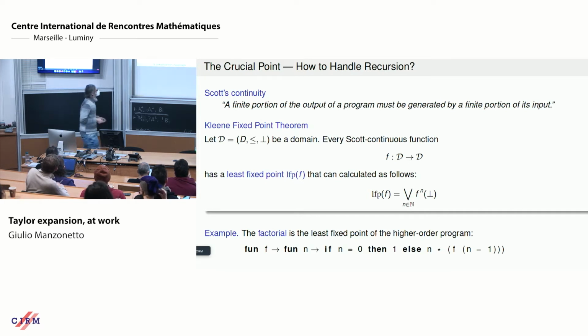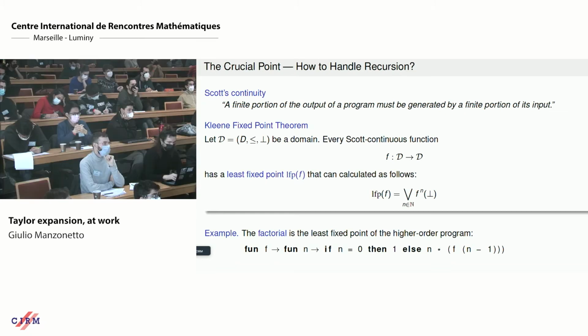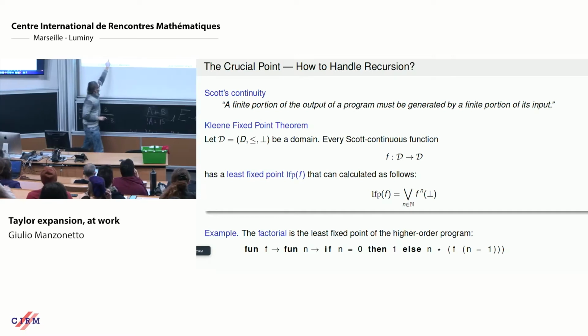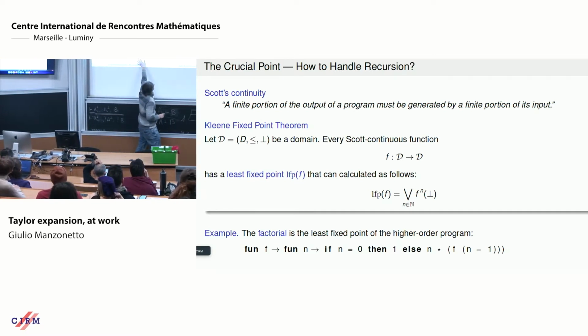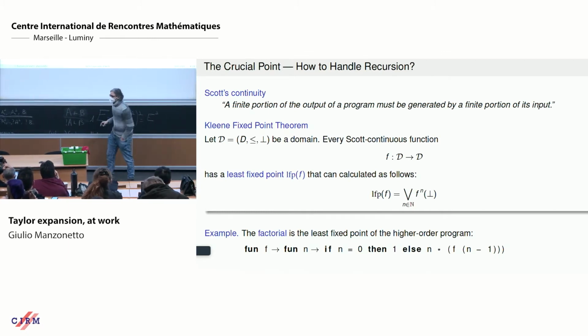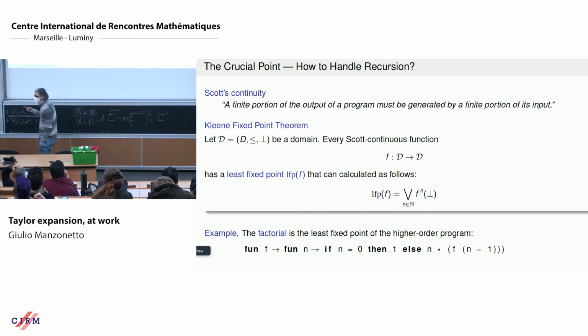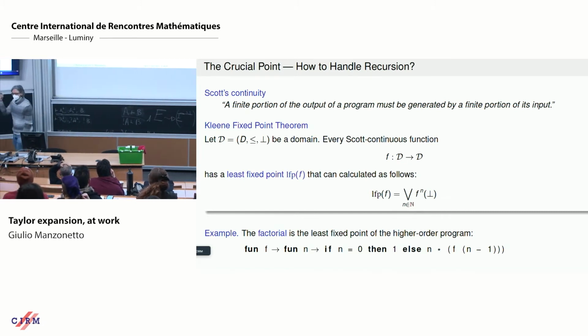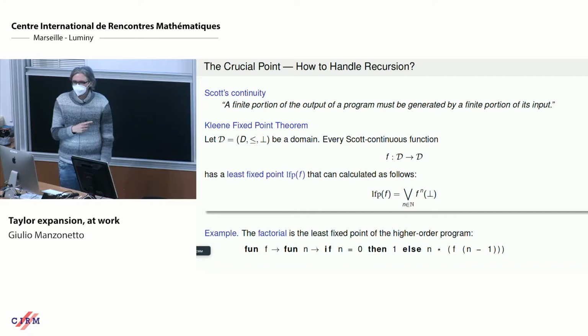Because, for instance, if you take this example, you have a function that looks like the factorial, but it is not the factorial because it is not recursive. This is a program that takes a function f and a natural number n, and does this, and here it applies f. It is only when you take the least fixed point of this higher order program that you get the factorial.